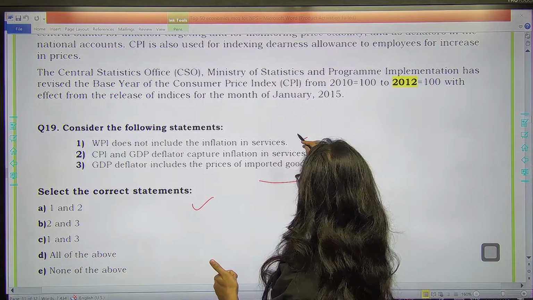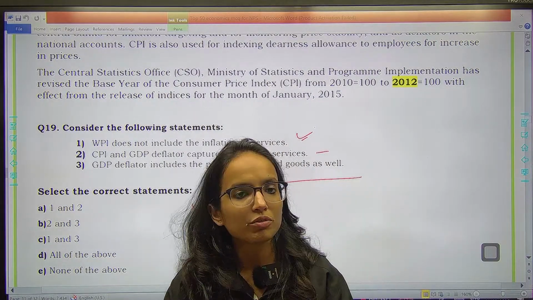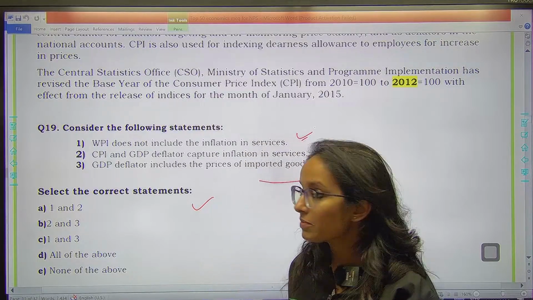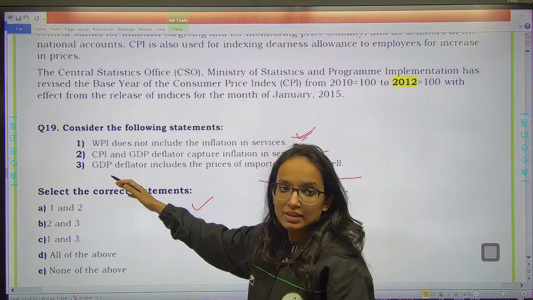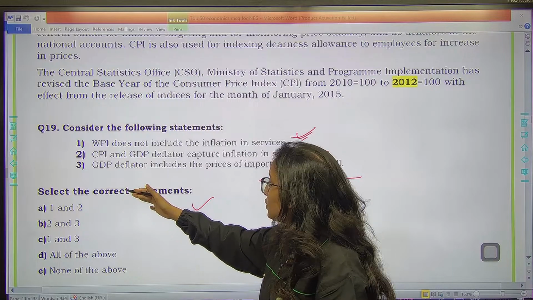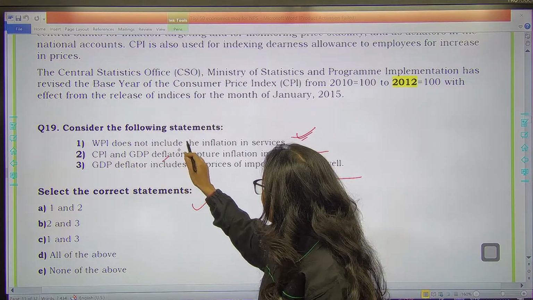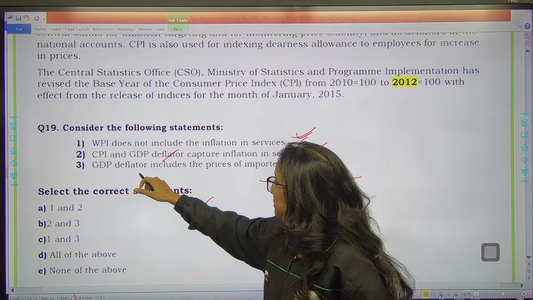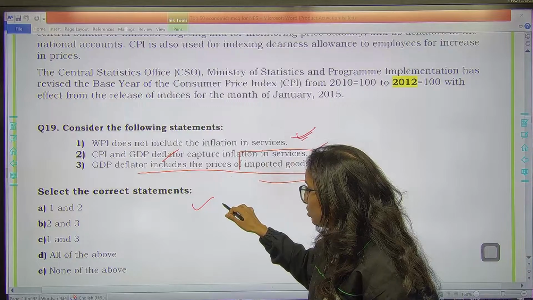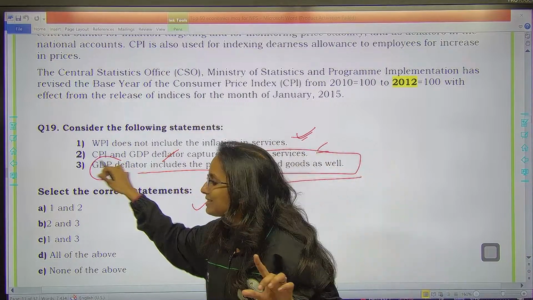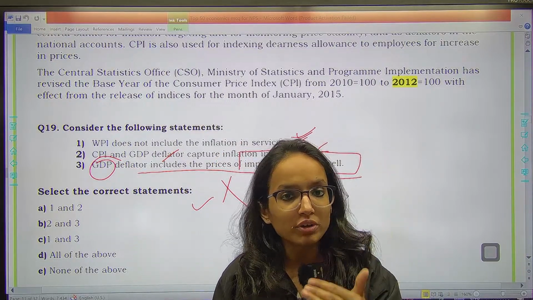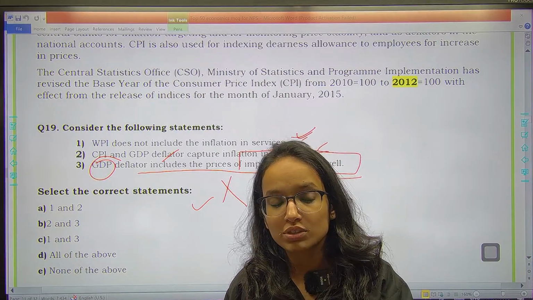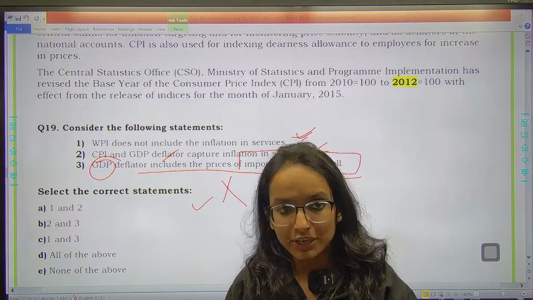So WPI services को नहीं काउंट करता है. Wholesale price index is only about commodities, goods, not services. So that is true. CPI, yes, services ko it takes into account, goods as well as services. GDP deflator captures inflation in services. Yes, goods and services, both are true. Then GDP deflator includes prices of imported goods. No, domestic product की बात हो रही है यहाँ पर. Imported goods are not counted in domestic product. In domestic product, only those goods are counted which are domestically produced, right?